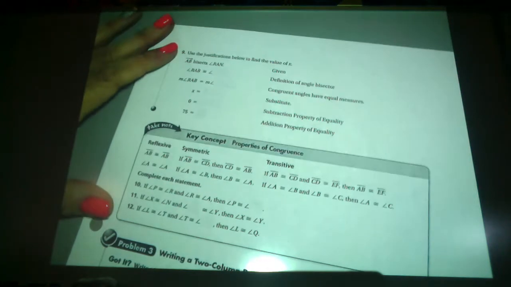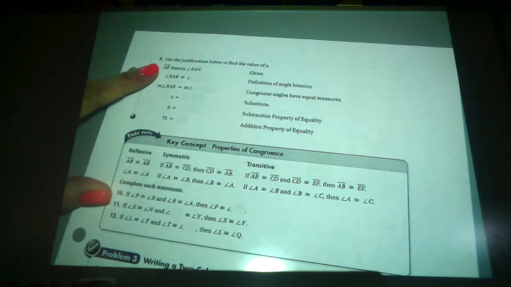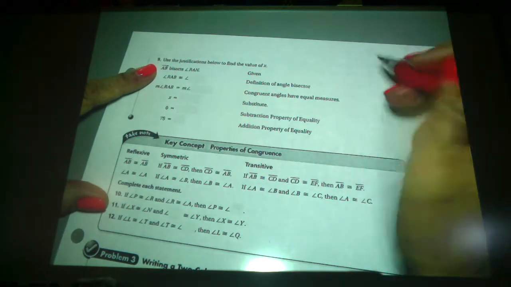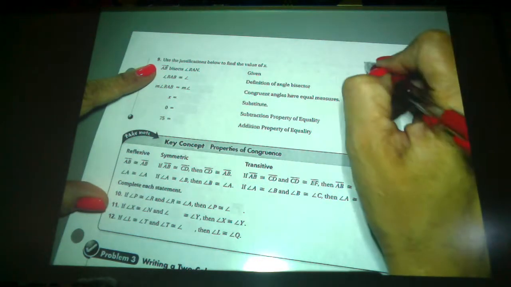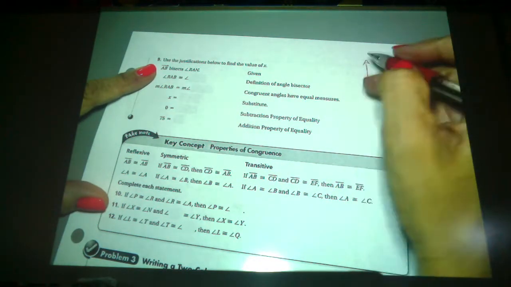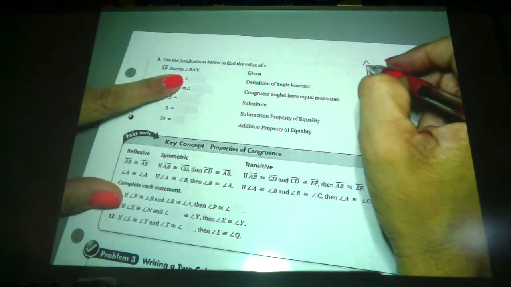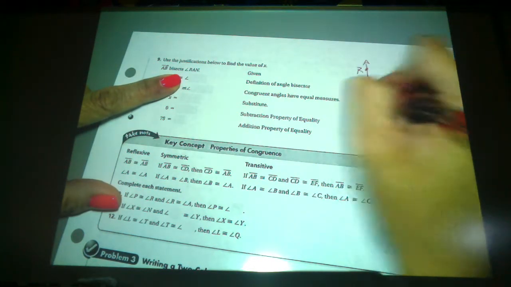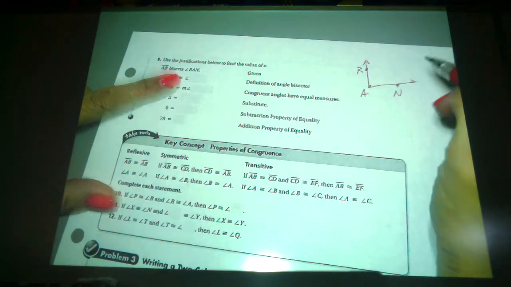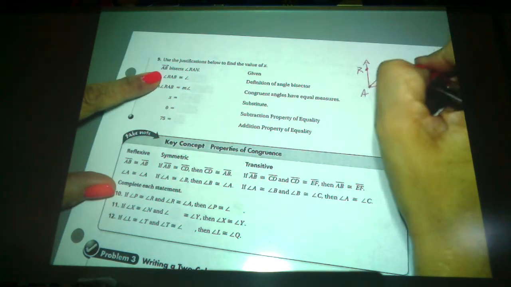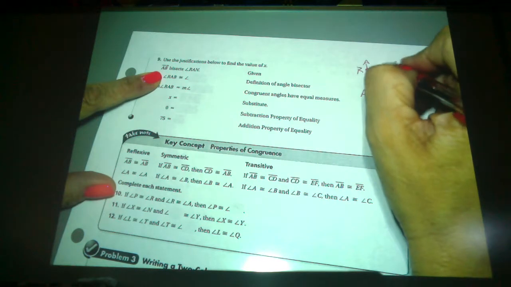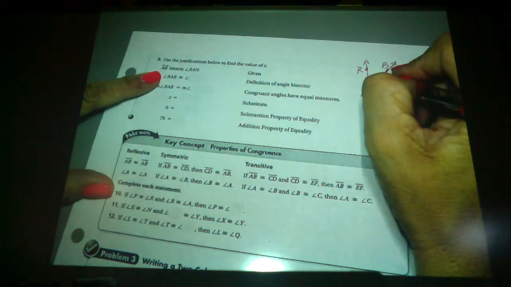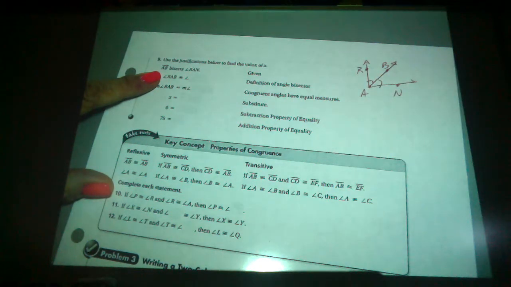So let's start through this one. So ray AB bisects angle RAN. So the first thing I would do would be to draw a picture if they didn't give me one. So I'm going to be drawing a picture. It's bisecting angle RAN, and the bisector is AB. So I know that B is on that ray, and I know that that's what my picture looks like. And I'm going to put congruence arc marks in there to remind myself of that.